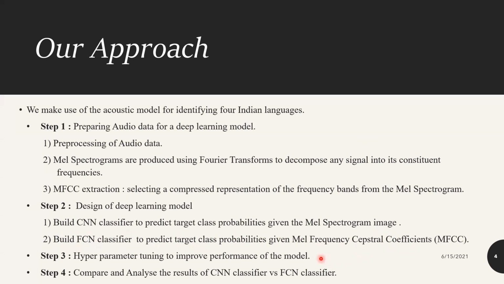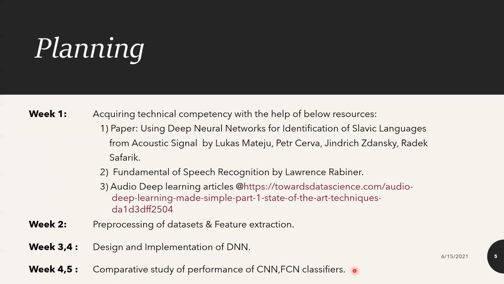As the model is trained, hyperparameter tuning will be used. The ultimate goal of hyperparameter tuning is to find an optimal combination of hyperparameters that minimizes a predefined loss function to give a better result. In the end, we will compare the accuracy and analyze the results of the CNN classifier and FCN classifier. We will come to a conclusion at the end about which of them is more accurate than the other.